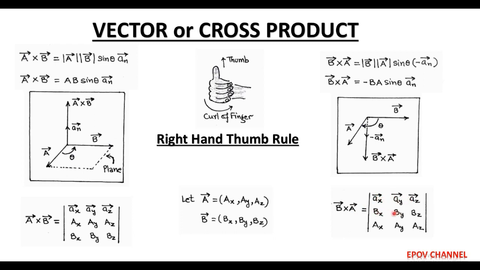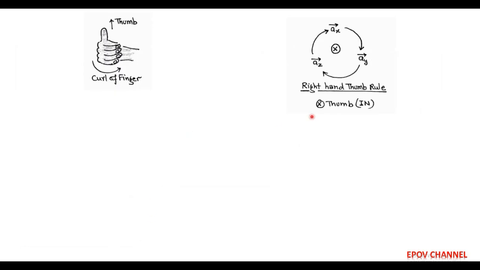Here the second row is for components of B vector, because here the first vector is B vector. And the third row has components of A vector. So in this way we can use a matrix in order to find the cross product. Next we are going to determine the cross product of unit vectors.